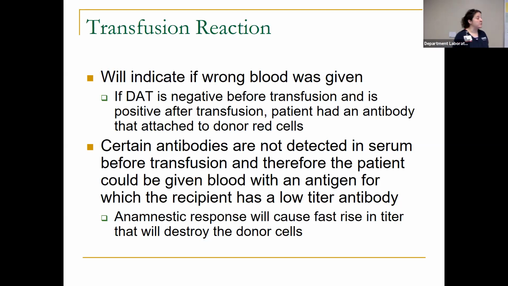So what I was going to say about transfusion reactions is if you had a previous sample before the transfusion and your DAT was negative, then they're transfused and their DAT is positive, that indicates that an antibody is now coating patient cells. Is it due to our anti-Jka or Jkb? Is it due to the wrong ABO being transfused? That indicates a transfusion reaction did occur.